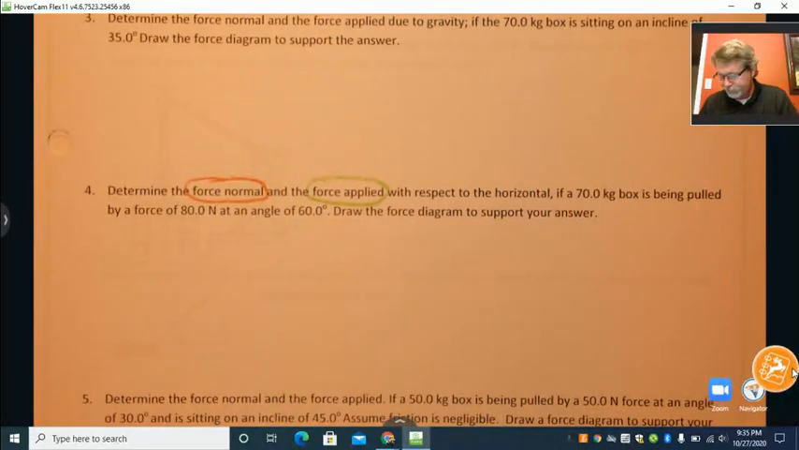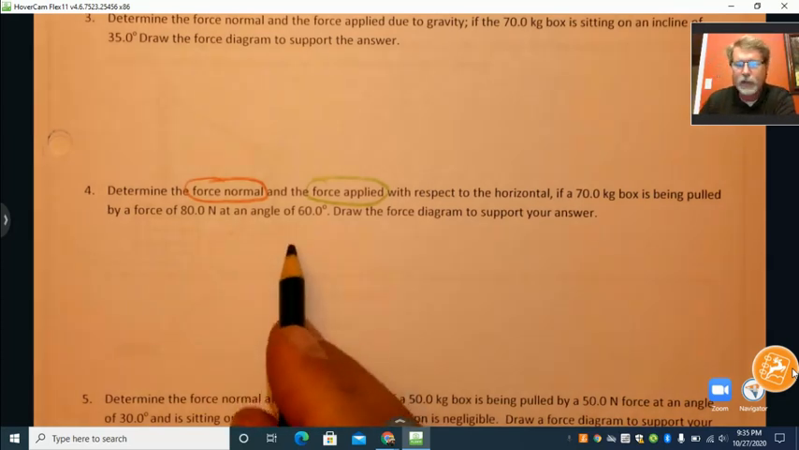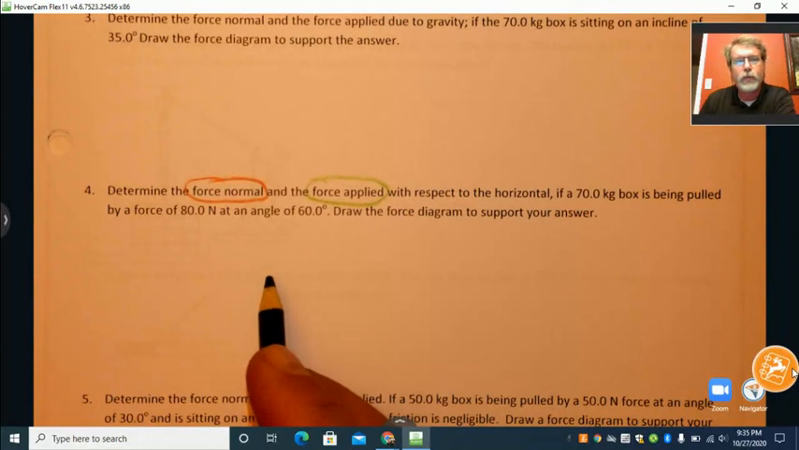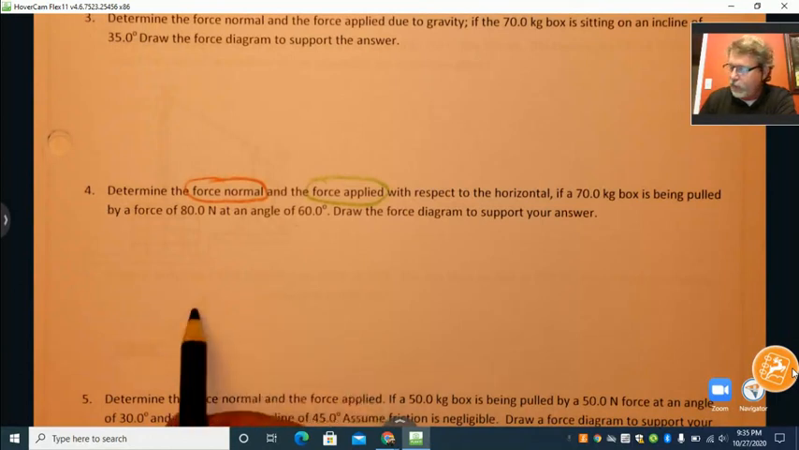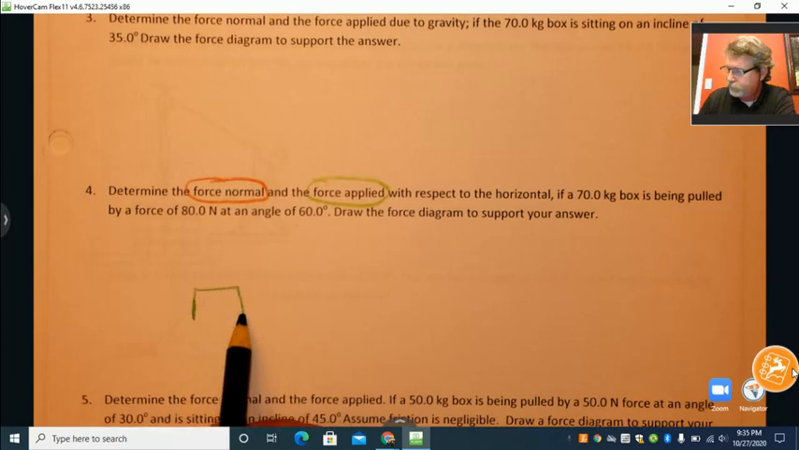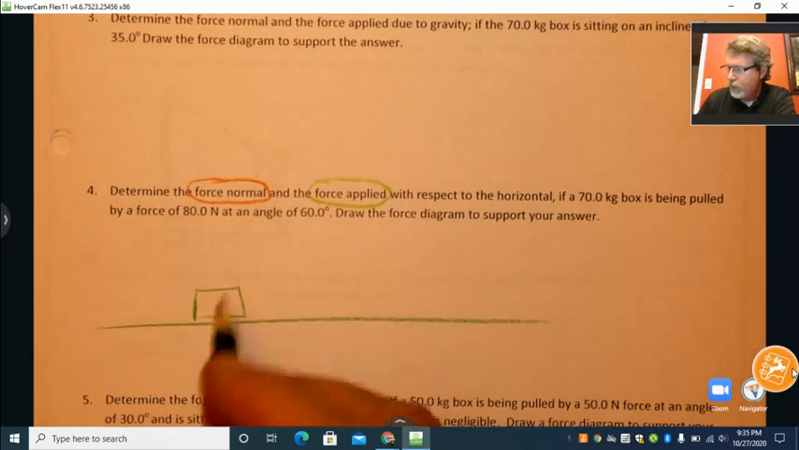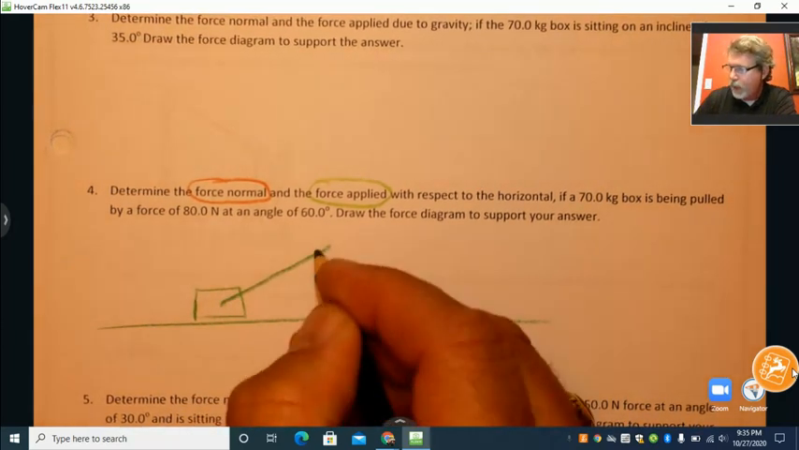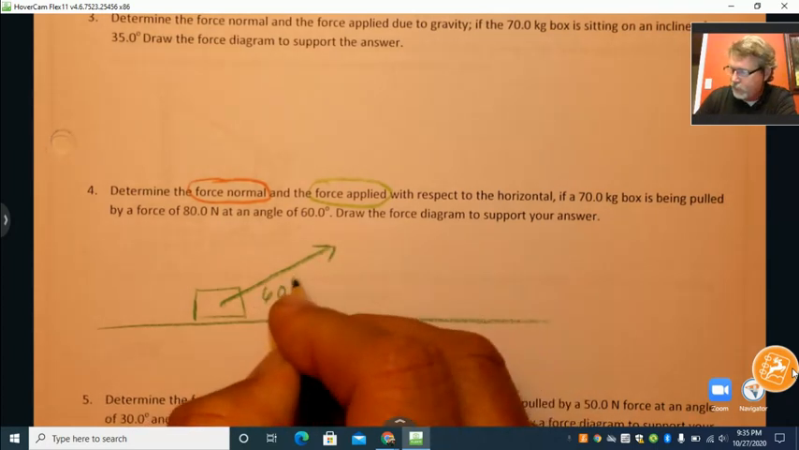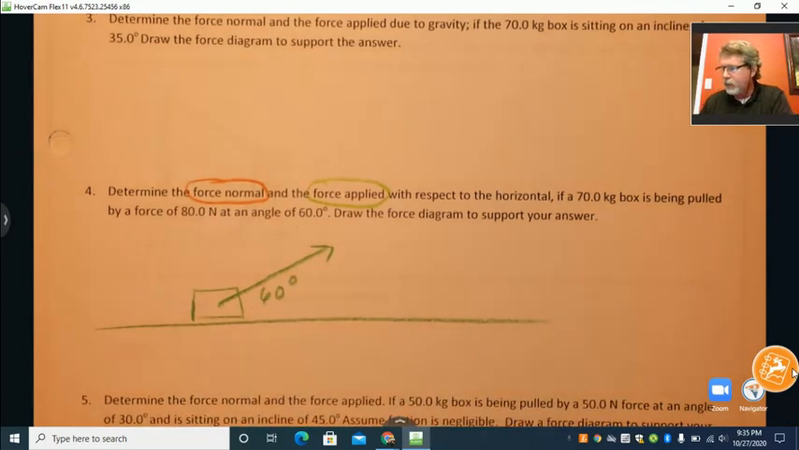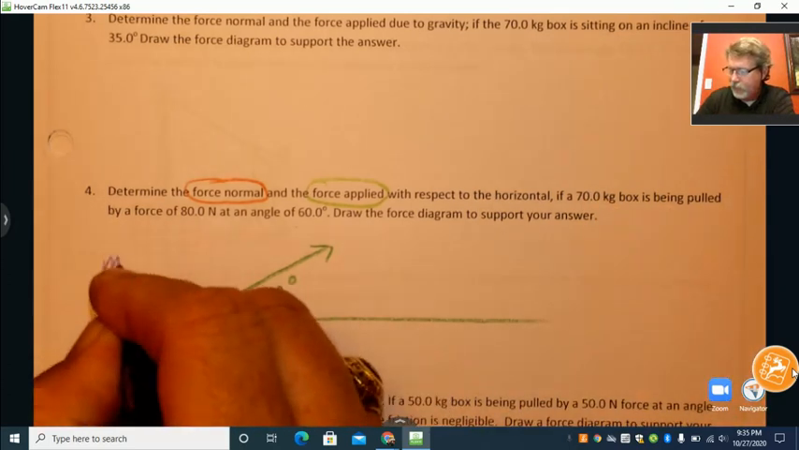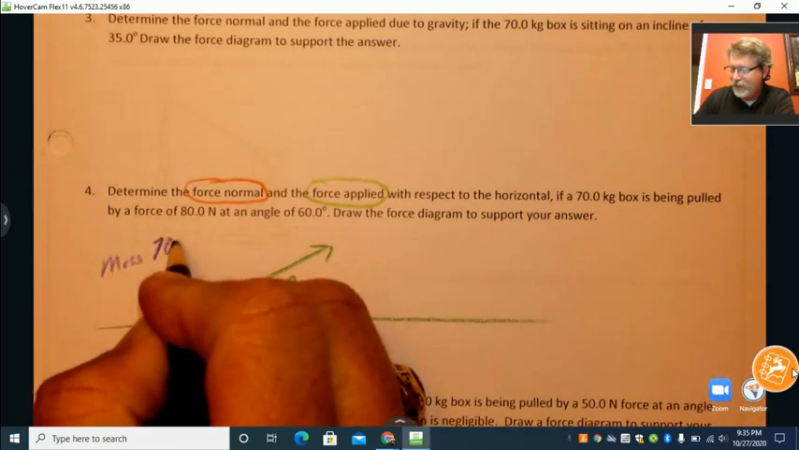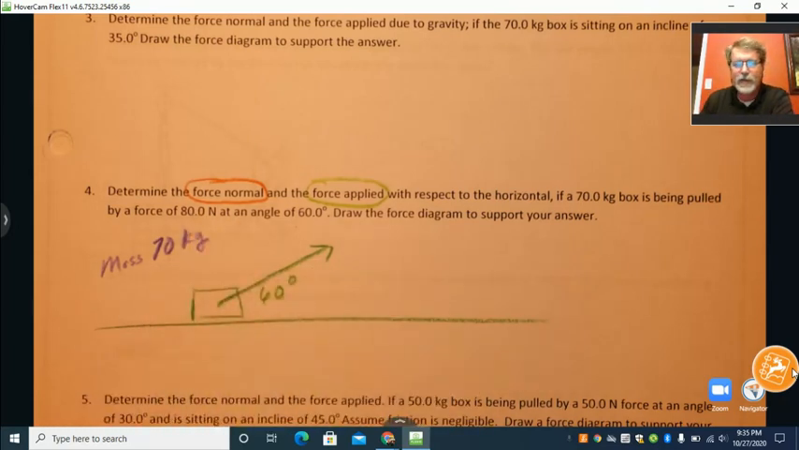This is a little bit different, as the box is being pulled at an angle instead of sitting on an incline. Start off with a box here, and this box is being pulled at an angle of 60 degrees, and the box has a mass of 70 kilograms.